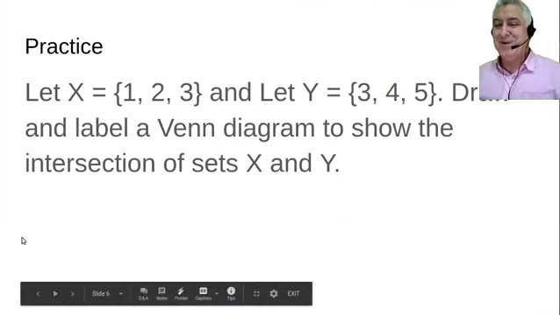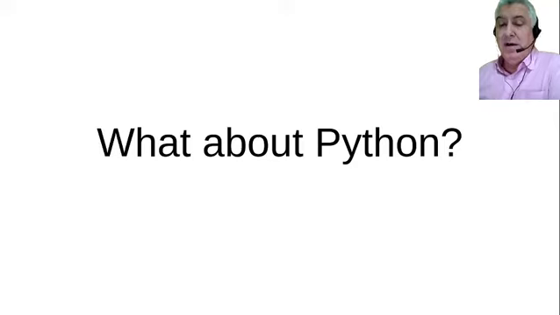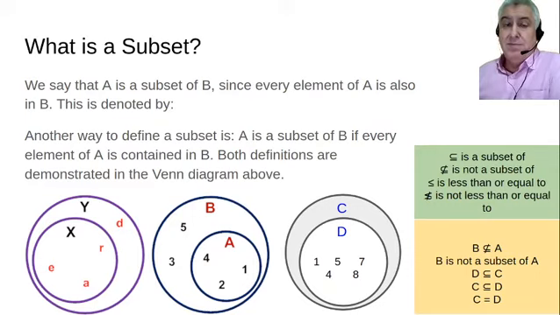I think you guys have probably done it before, but we have to make sure. So, what about Python? Well, Python probably has a library somewhere where you can automatically generate Venn diagrams, but we're not going to do that today, so we're not going to do anything with Python for this topic. And so we're just going to move on right now. Our second topic is, what is a subset?